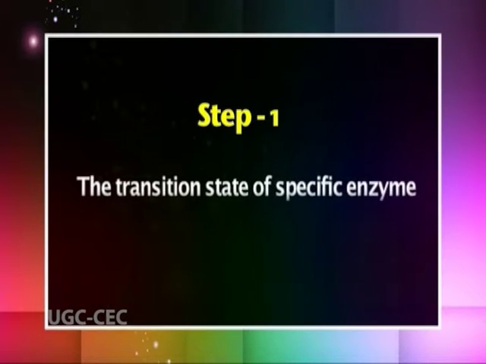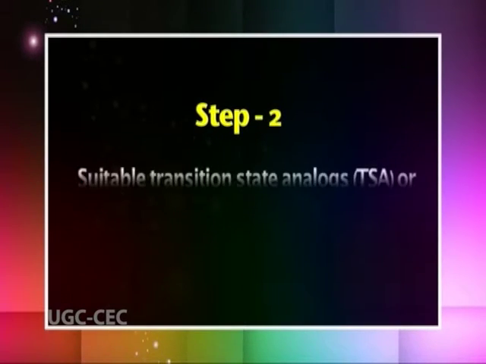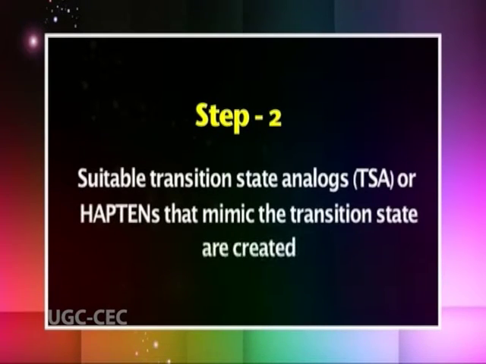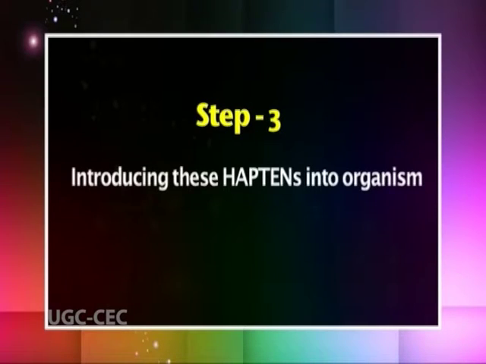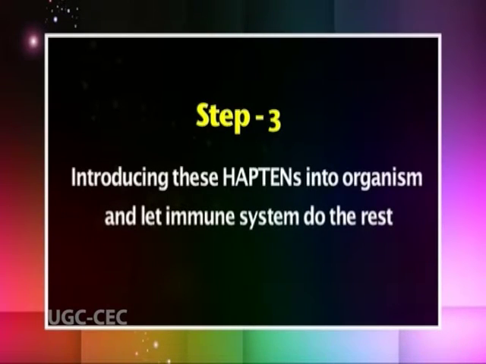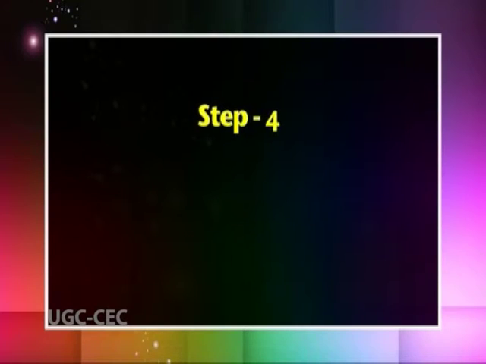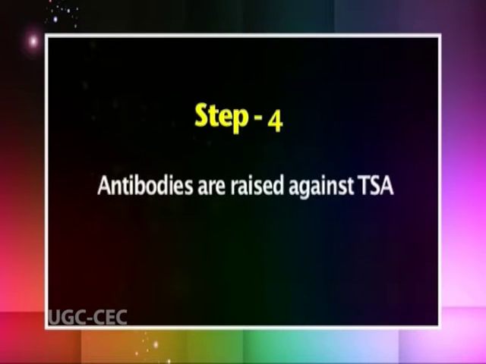The process of making Abzymes goes like this. Step first, the transition state of specific enzyme reaction is studied. Step second, suitable transition state analogues, that is, TSA or haptens that mimic the transition state are created. Step third, introducing these haptens into organism and let immune system do the rest. And step fourth, finally, the antibodies are raised against the TSA and are recovered.